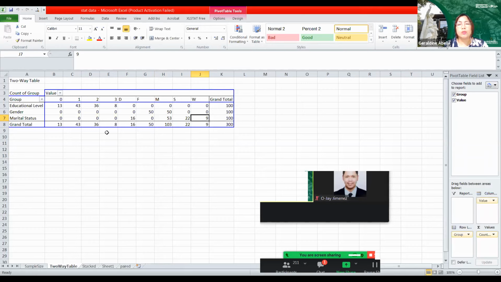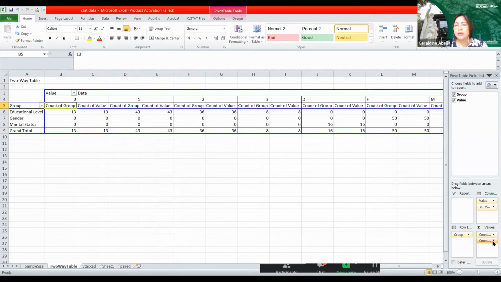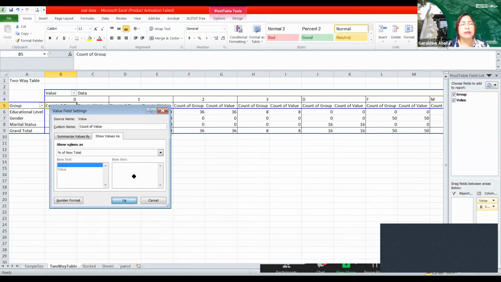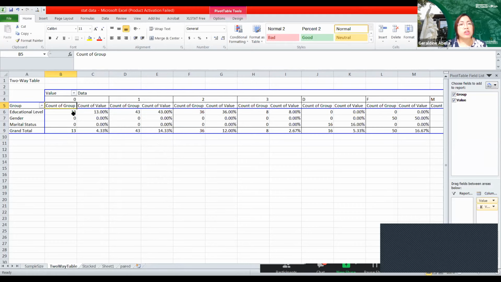How are we going to convert this into percent? If you do it manually, it's okay because the total population size is 100. You simply convert this to percent: 13 divided by 100 times 100, or 13 divided by the population size times 100. Or you may go to this box, the pivot table field list, drag value under the summation of values, go to value field settings, and then show values as percent of the row total. That's it. 13 as frequency count is equivalent to 13%. 43 represents 43%.